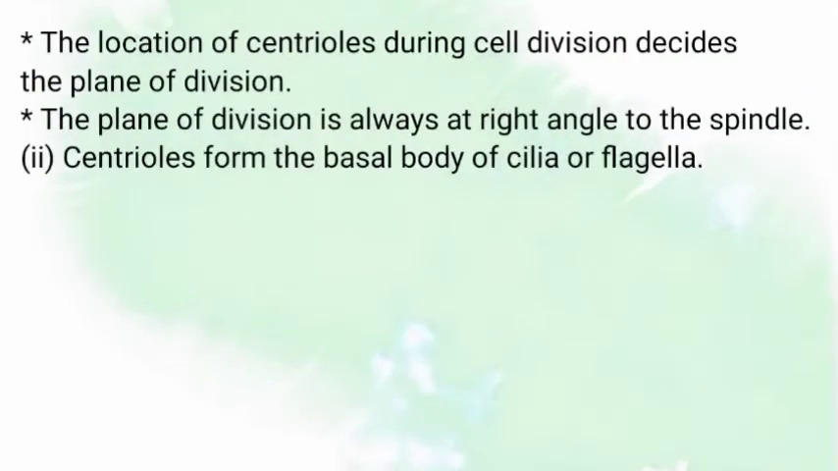The location of centrioles during cell division decides the plane of division. The plane of division is always at right angle to the spindle. Centrioles form the basal body of cilia or flagella. Here, the plane of cell division is decided by the location of centrioles. The plane of division is always at right angle to the spindle. Centrioles also form the basal bodies of cilia and flagella.